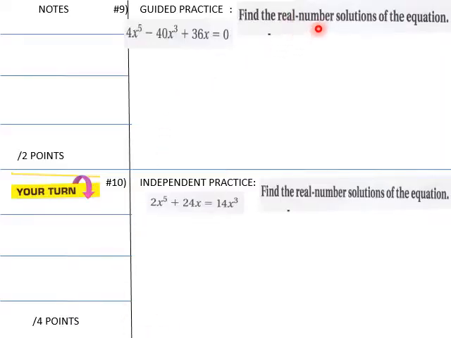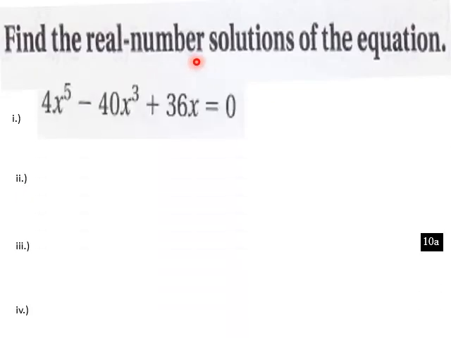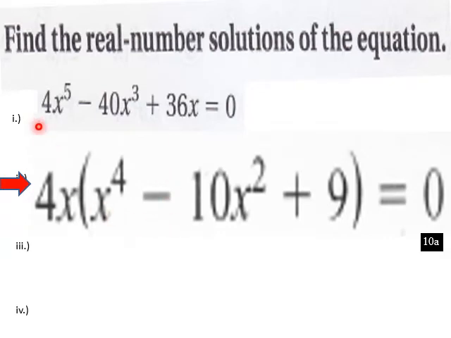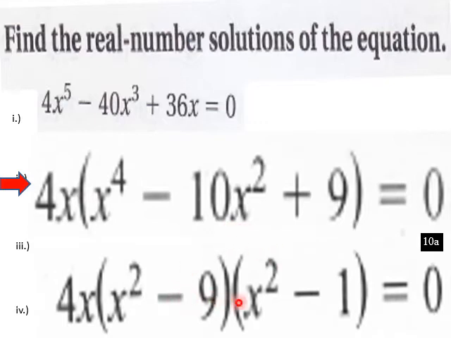Okay, find the real number solutions of this equation here. Students, this is yours. Pay attention so you can do your independent practice. Find the real number solutions of this equation right here. So we're going to factor out a 4x, and we end up with this trinomial here. And then we're going to factor this into two binomials here.